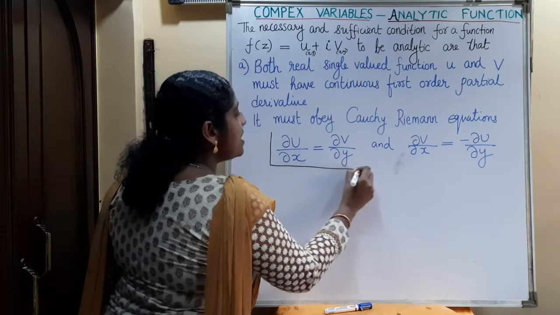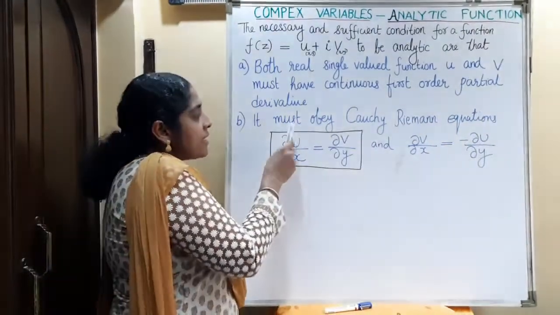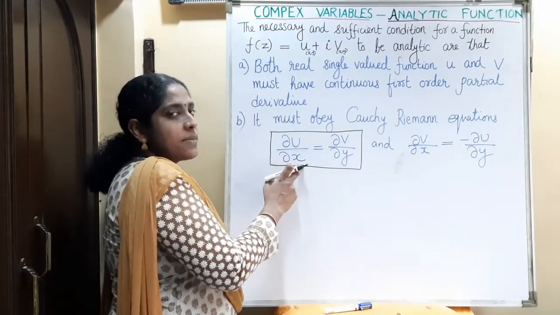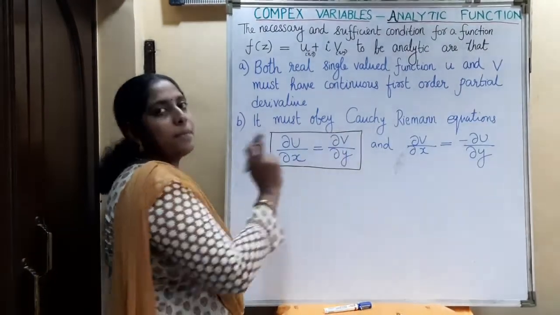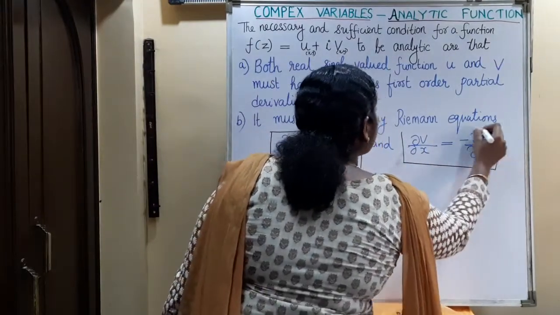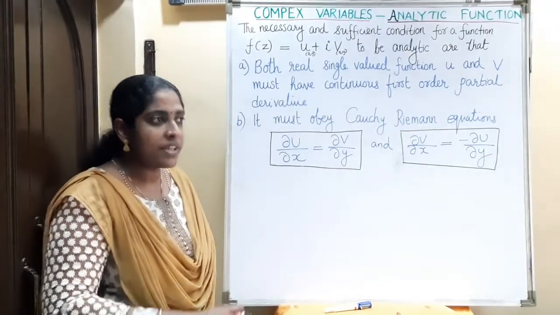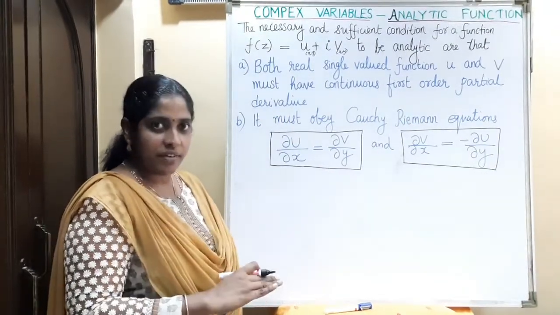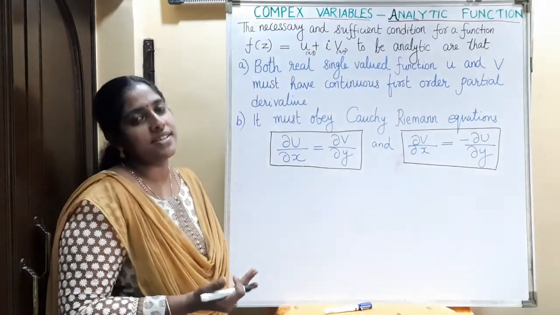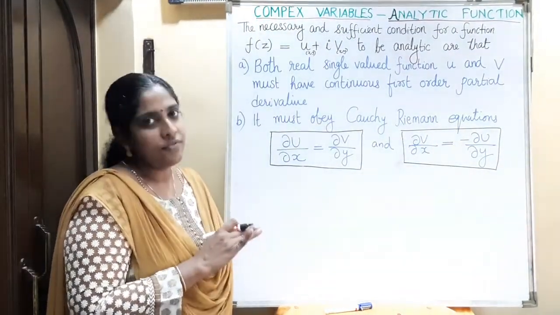So let us see what the Cauchy Riemann equations are. The first equation is dou u by dou x equal to dou v by dou y. That is, the partial derivative of the real part with respect to x equals the partial derivative of the imaginary part with respect to y. And the second Cauchy Riemann equation is dou v by dou x equal to minus dou u by dou y. So if a function has continuous first order partial derivatives and these obey the Cauchy Riemann equations, we can say that this function is an analytic function.